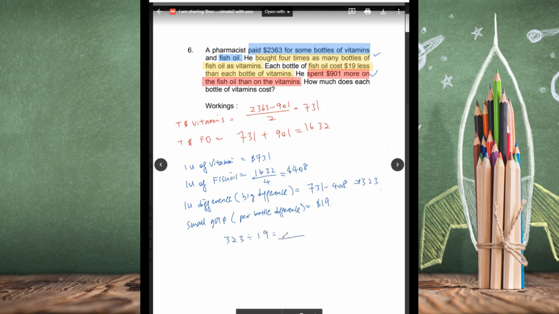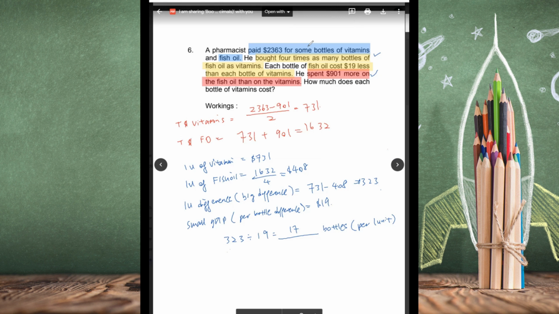It gives us the number of bottle per 1 unit. We will get 17 bottles per 1 unit. So meaning we can now find how much is spent, how much is the number of vitamins purchased, and how many of the fish oil is being purchased as well.